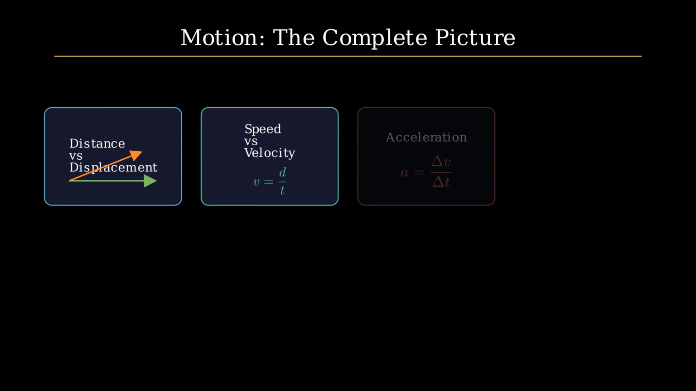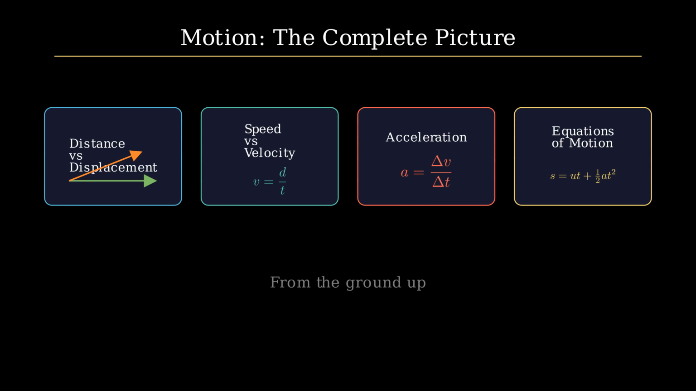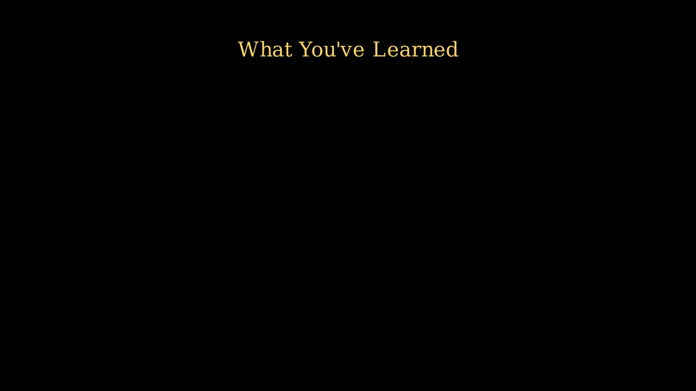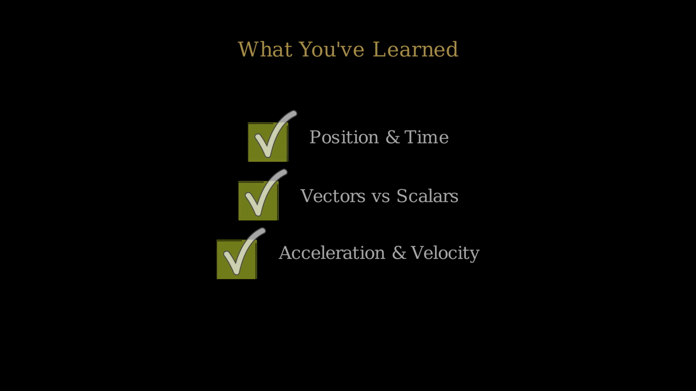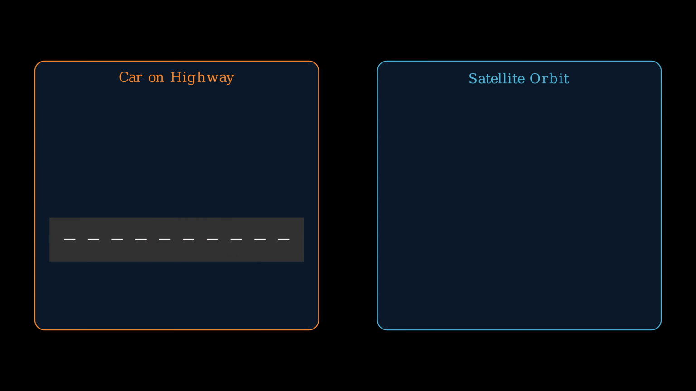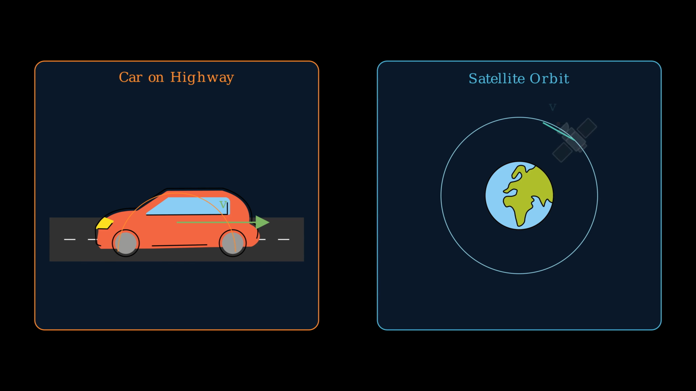So there you have it, the complete picture of motion from the ground up. You now understand how position changes with time, how vectors differ from scalars, and how acceleration reshapes velocity. Whether you're analyzing a car speeding down a highway or a satellite orbiting Earth, these principles are your foundation.